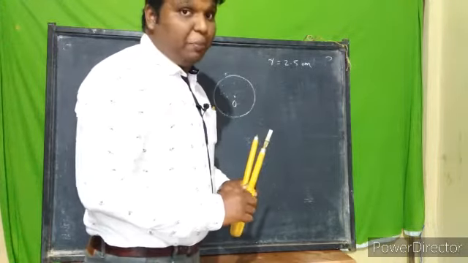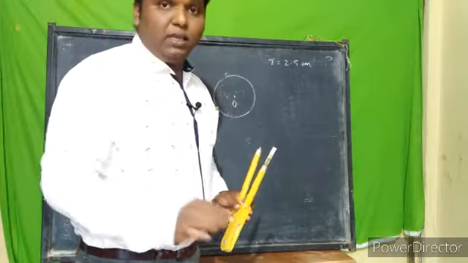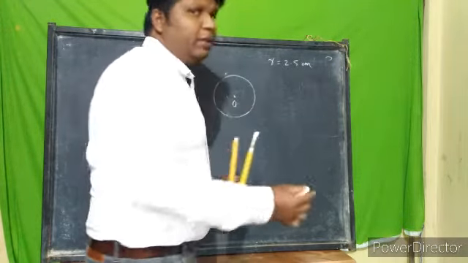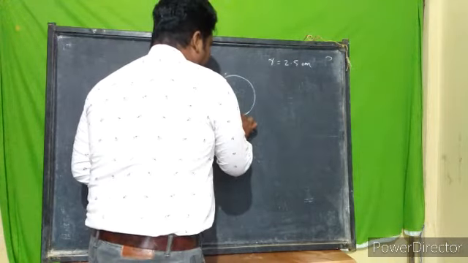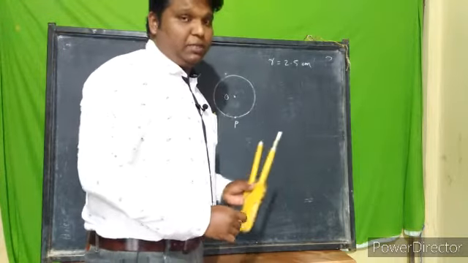Now take a point P. Just imagine that this question is, take a point P on the circle. So somewhere, anywhere you can take a point. Here I'm going to take a point P at this place, at the bottom place.